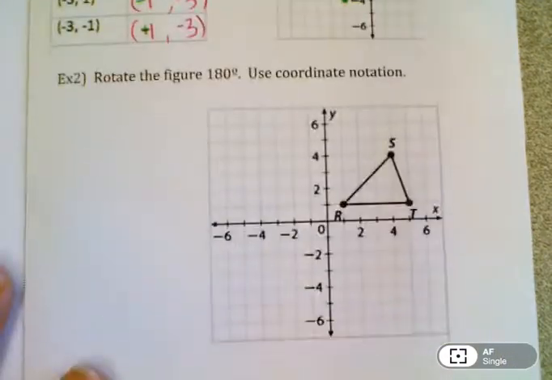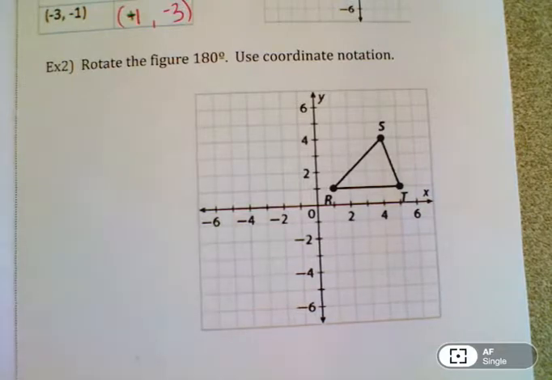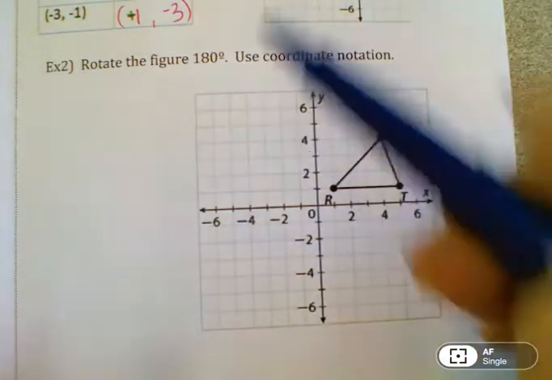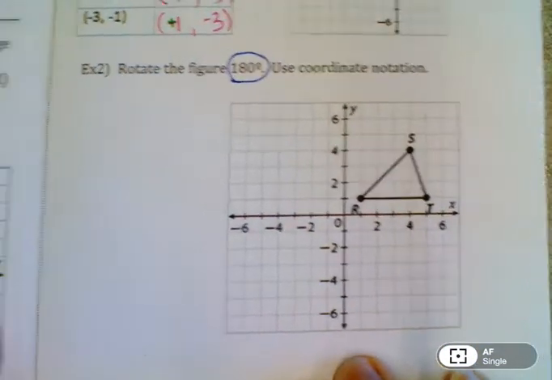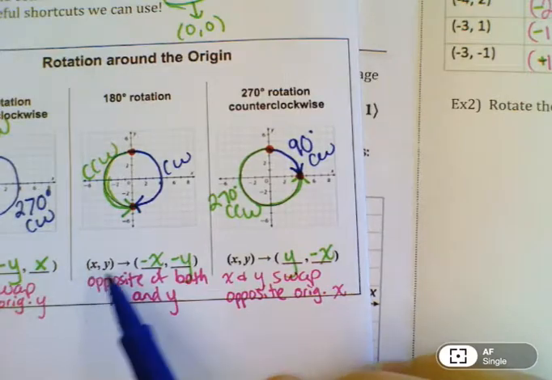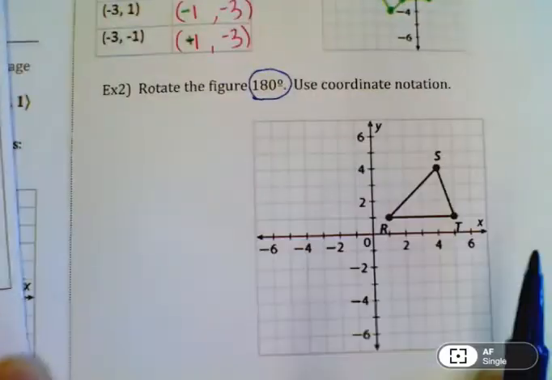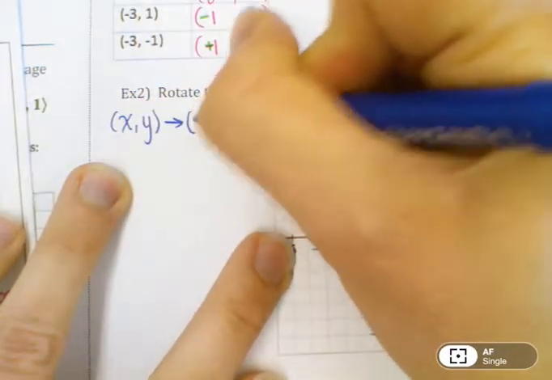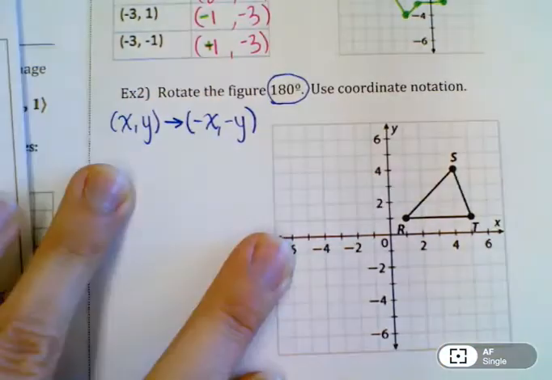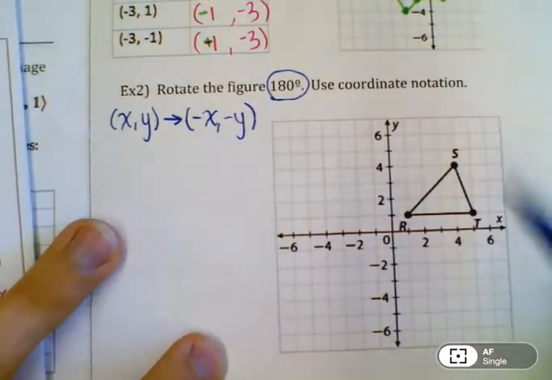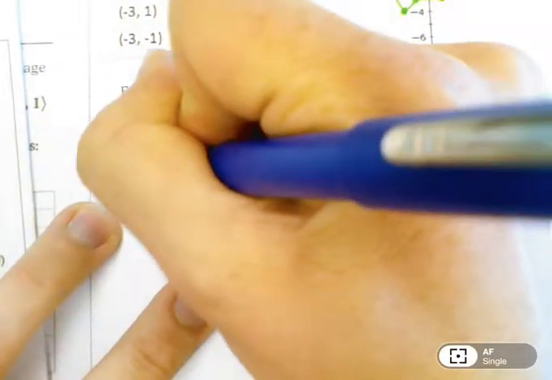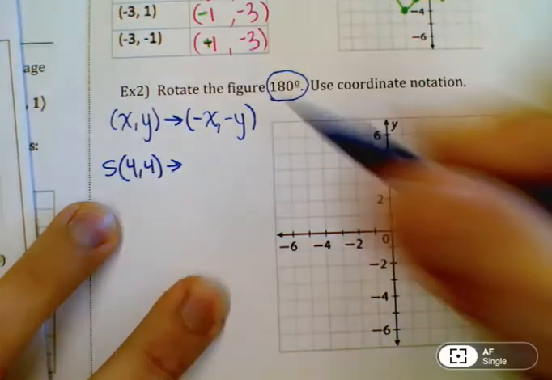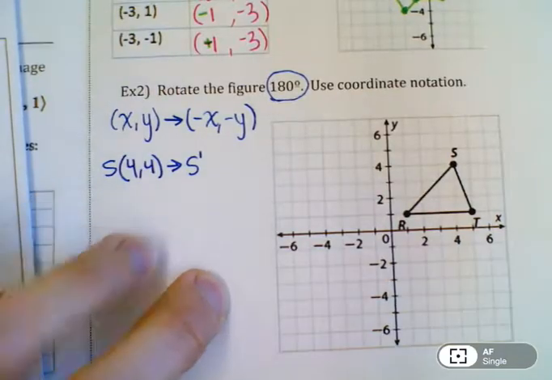Let's look at example 2. Rotate the figure 180 degrees, use coordinate notation. So let's go ahead and grab the rule for a rotation of 180 degrees, looking over here. (x, y) goes to (negative x, negative y). So let's write our rule down. And we're going to start by writing down the points. So point S is (4, 4). And that's going to transform to S prime. Don't forget to put the prime.